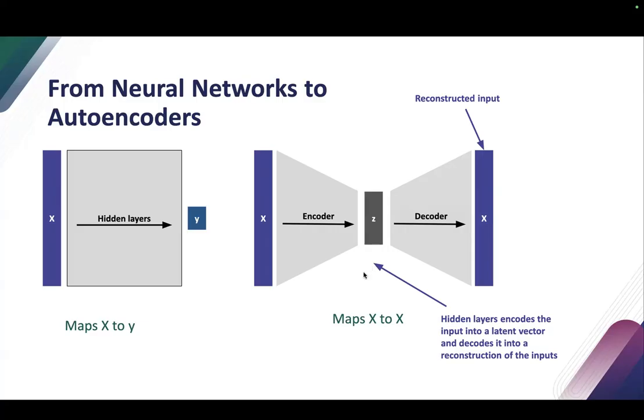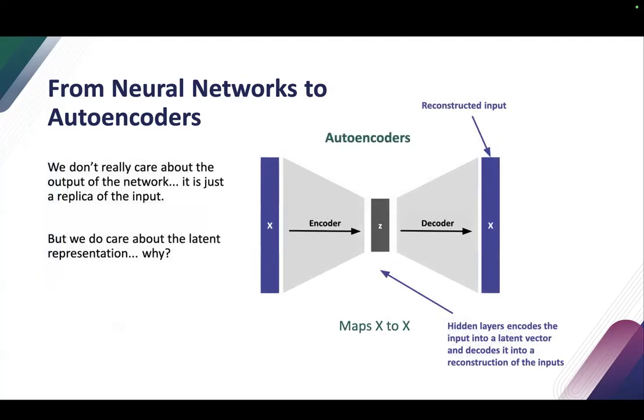I'm going to pause here for you to reflect on this. Why would we want to map X to X is the question that you should be asking yourself. Why do we care about squeezing inputs into a smaller dimension and then expanding it back into its original size?